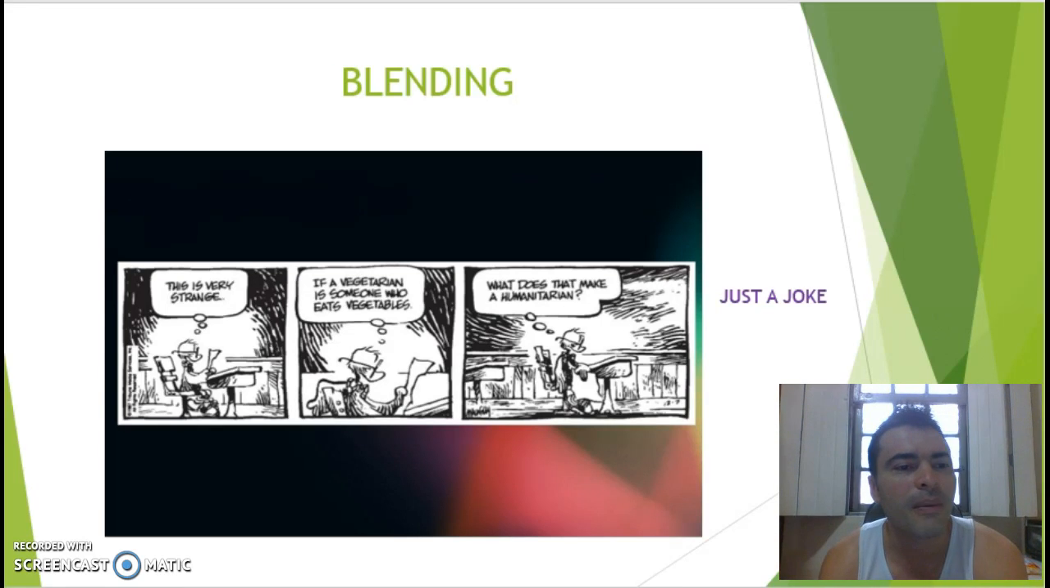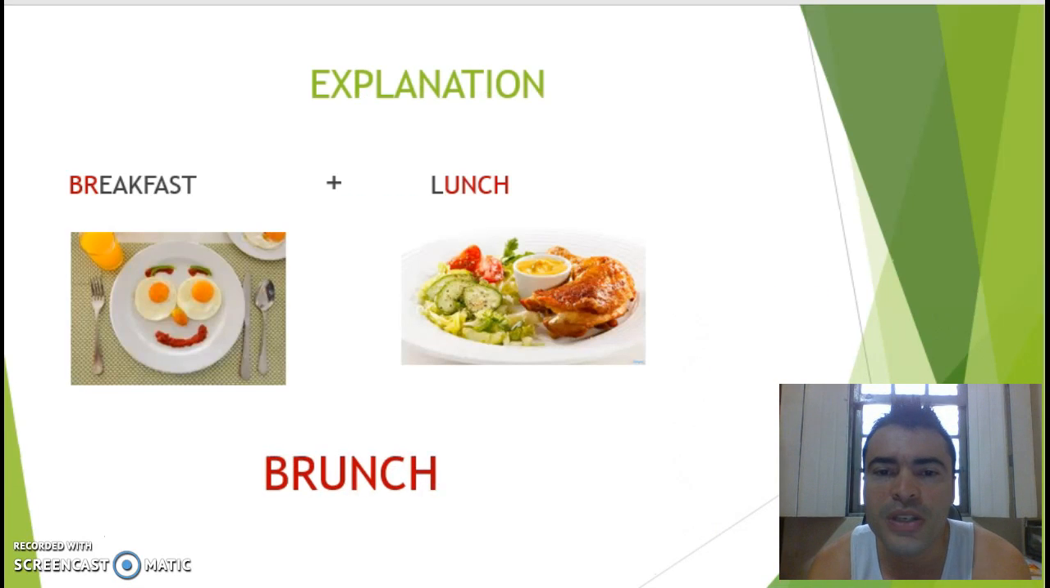All right, let's go to our explanation, which is in our third slide. Okay, we have two images here. First image is breakfast, all right? Breakfast, and the second image is lunch. So we have breakfast plus lunch. What is the result of combining breakfast and lunch? I'm not talking about food, guys. I'm talking about syntax. So we have the word breakfast highlighted in red, we have BR, and the word lunch highlighted in red, we have UNCH. So we link them together, and the result is brunch.